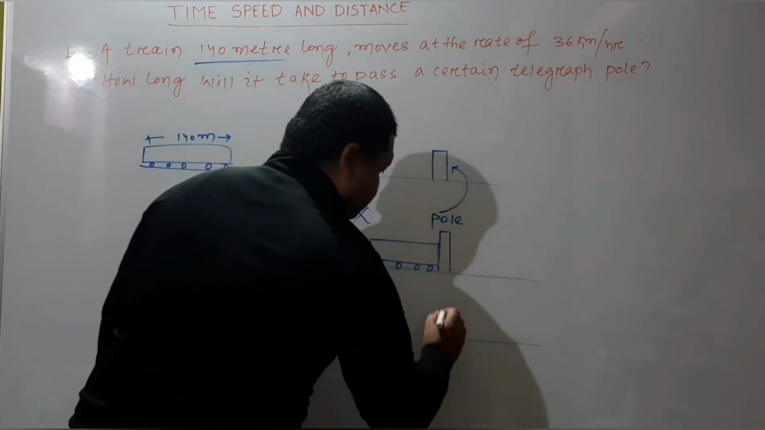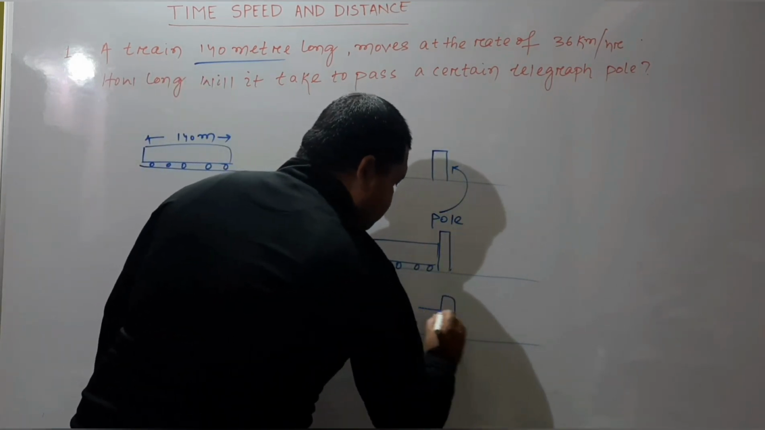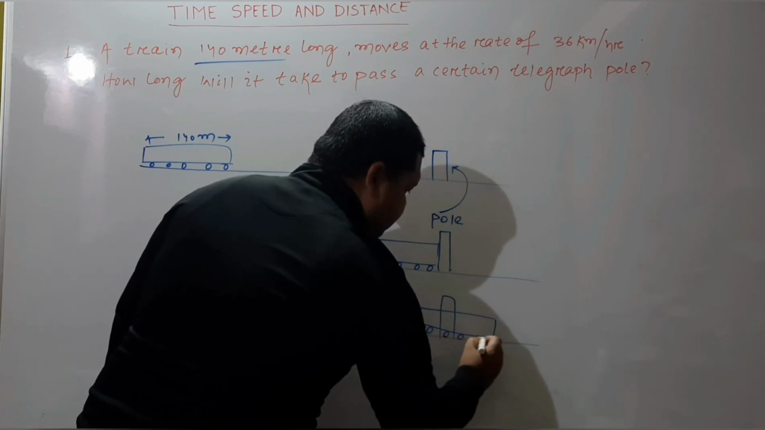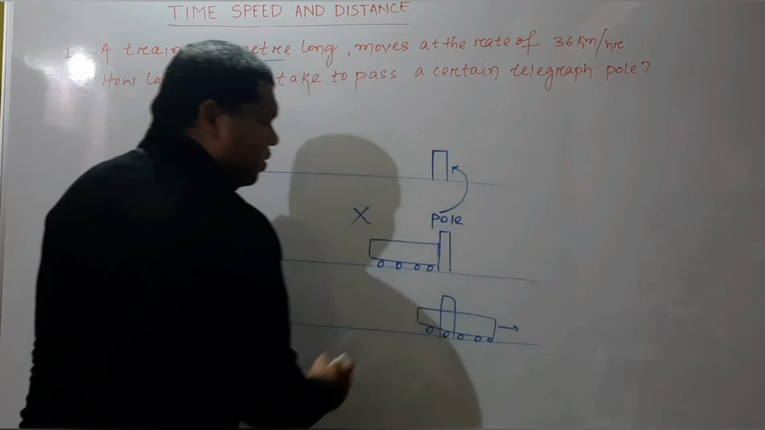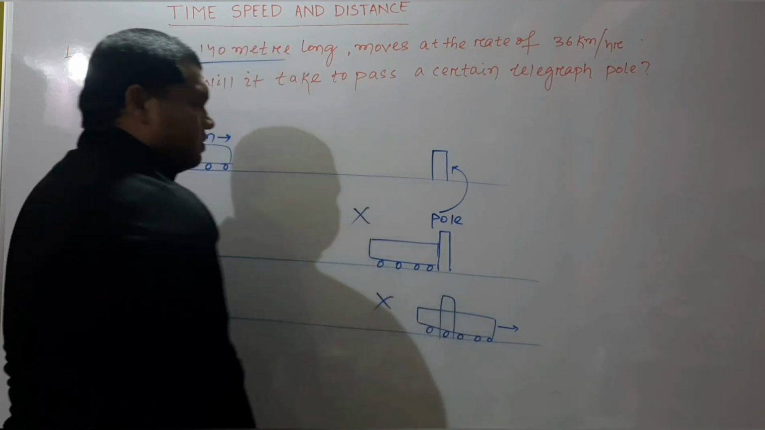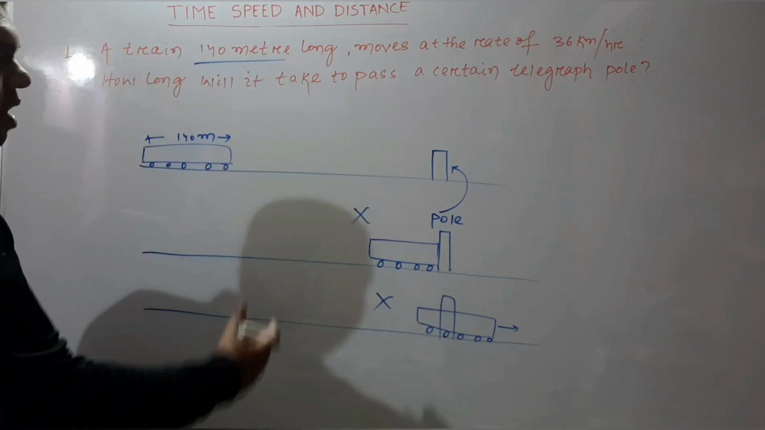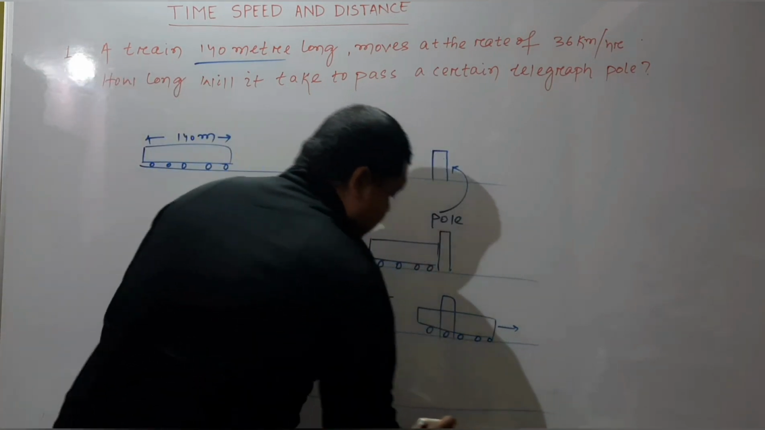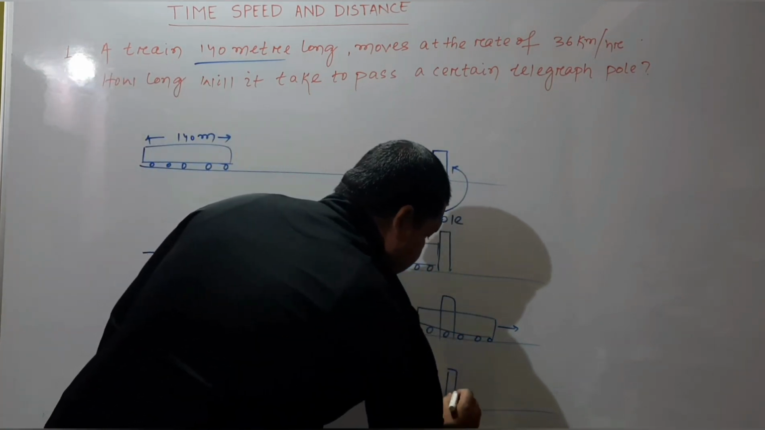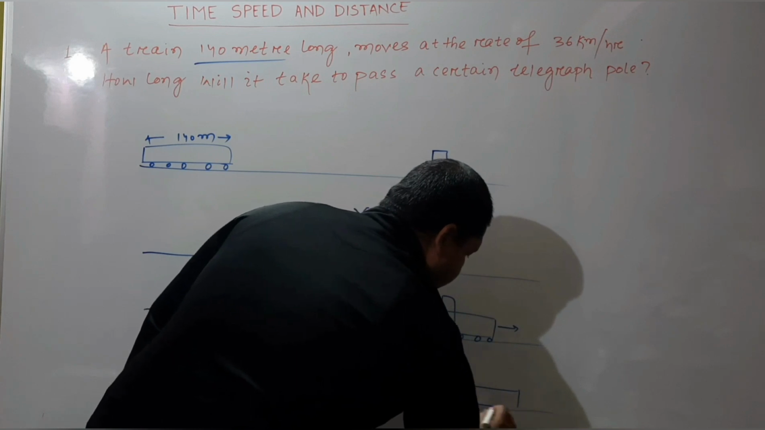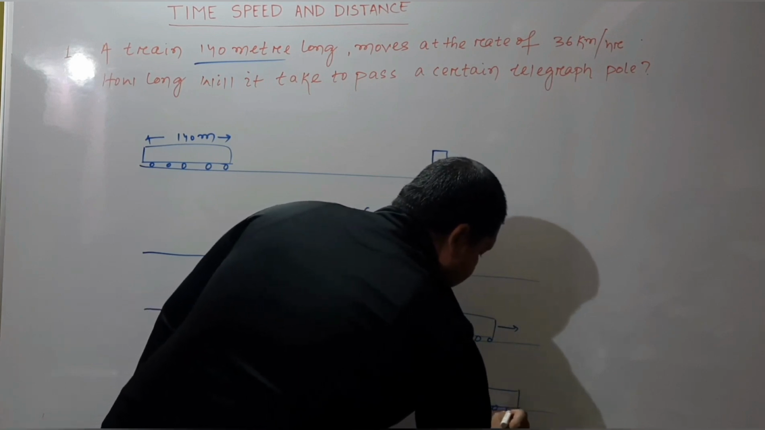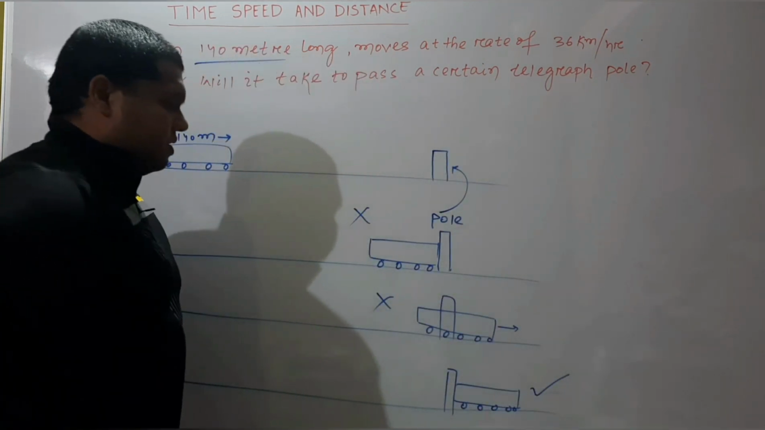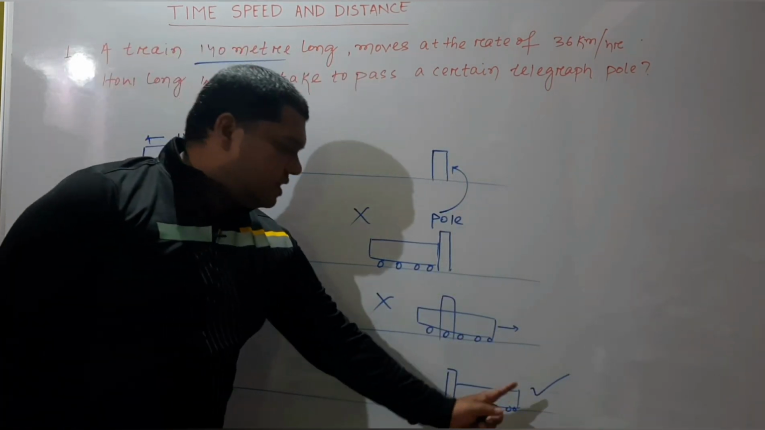Now let the train be at this position. For this case, can this train pass this pole? Again no. For this case also, the train has not passed this pole. Now for this case, can the train pass this pole? Yes. For this case, the train passes or crosses this pole.